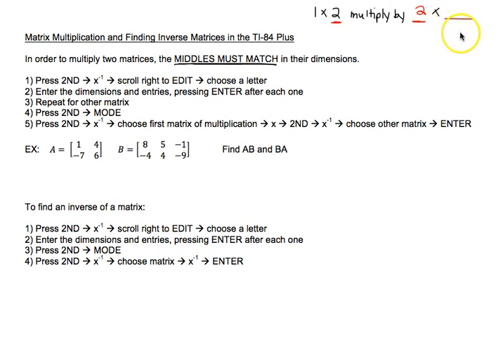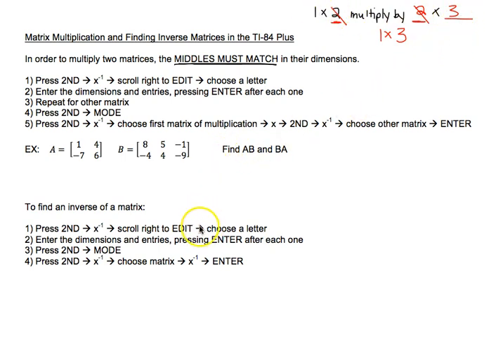This could be anything. I could make that a 13 if I wanted to and make it really huge, and that would be fine. I could just pick 3. But either way, the middles must match. So 2, 2 in the middle. Also, just so you know, so that you can check yourself, when you do that, these middles cross out. The answer matrix is going to be 1 by 3.